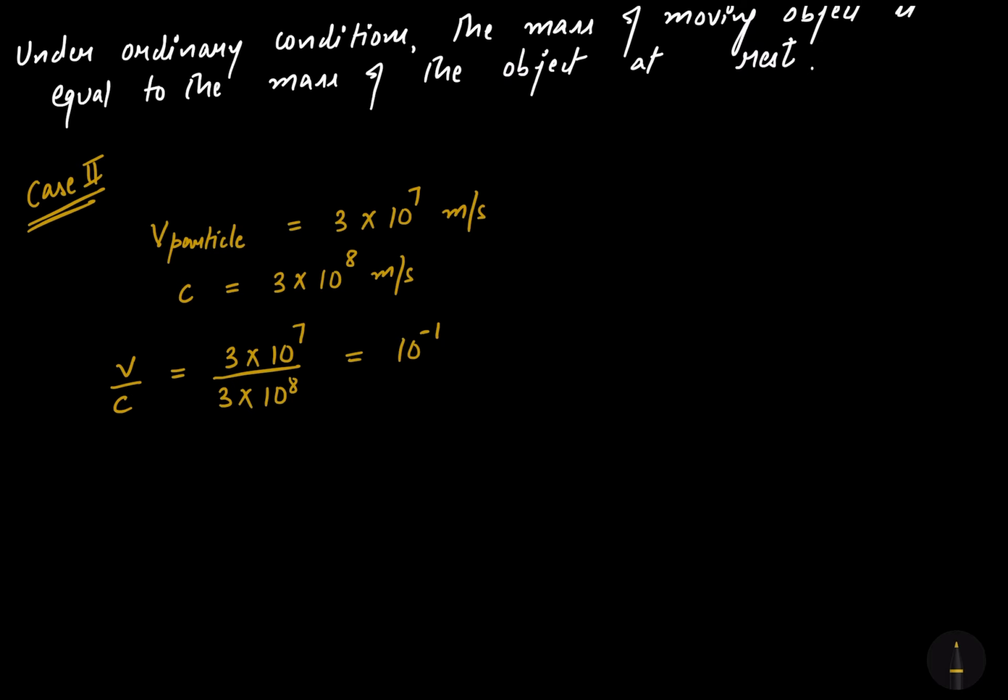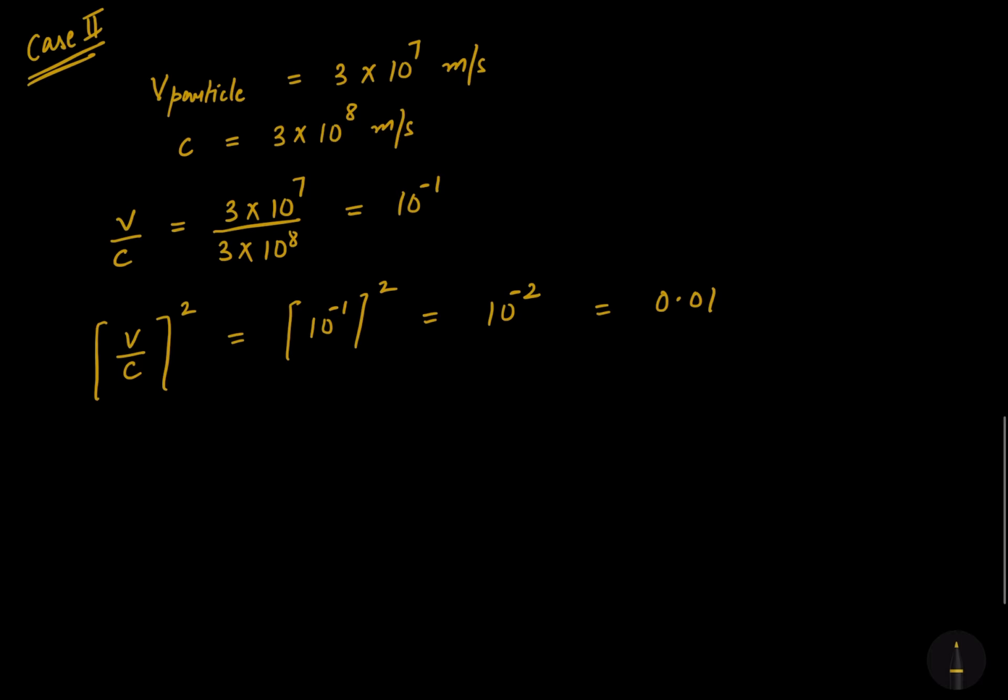Now (v/c) whole square comes out to be (10 to the power minus 1) whole square. It comes out to be 10 to the power minus 2, or you can say it is 0.01. Now let's substitute this value in the main formula.